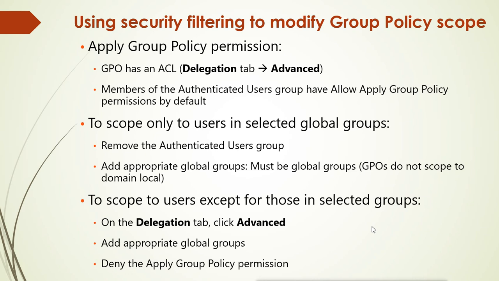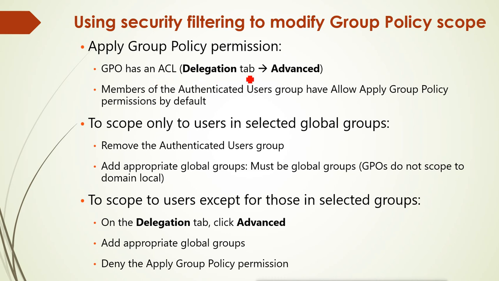Then also we have the option of security filtering to modify the group policy scope. Scope defines where the policies are going to apply. So we can filter the policies. We can apply the group policy permission based on the filters. Like we can do what? We can use the GPO as an ACL, and we can use the delegation tab.